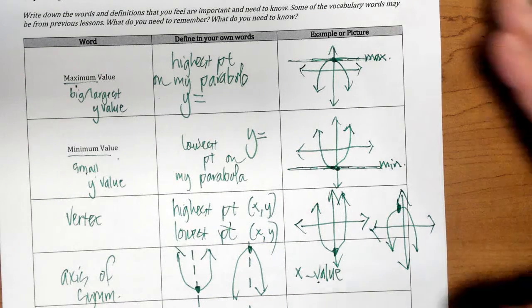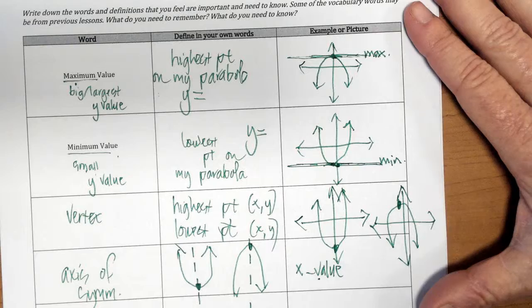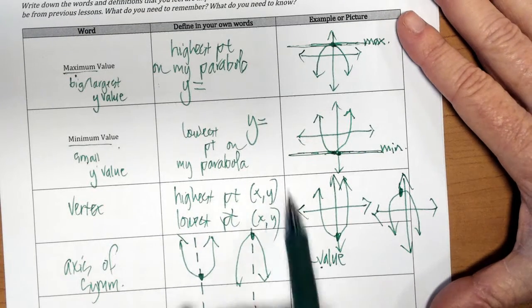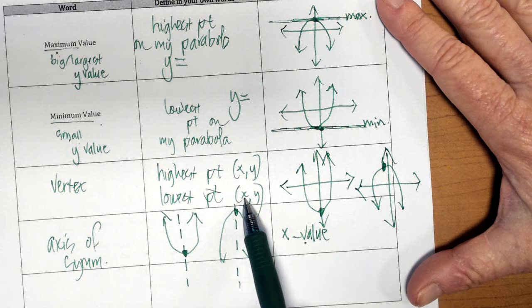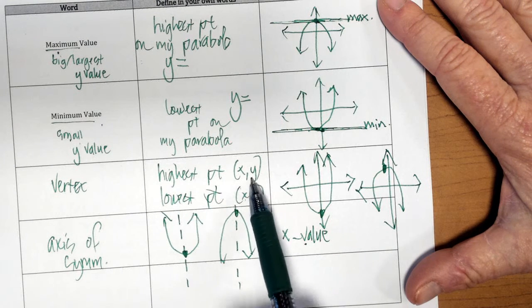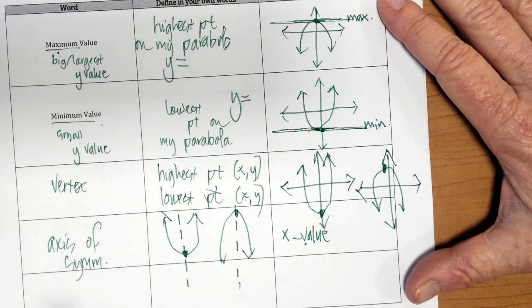Okay, so now we've got it all squared away and taken care of. We know what the x and y value are, the vertex. We know that the axis of symmetry is my x value. And we know that the maximum or minimum value is my y value.